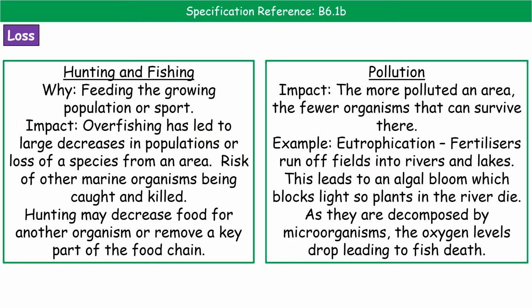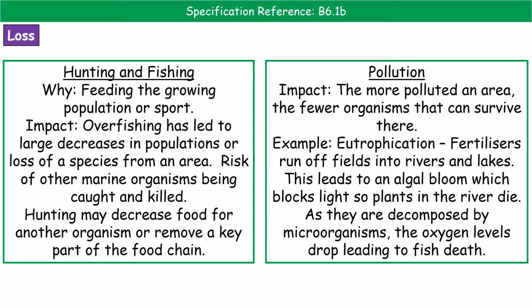Third one is hunting and fishing. Again, it comes back to feeding our ever-growing population of humans, but also sport. Some people just like killing things. The impact, if we overfish an area, we can lead to actually losing a species completely from that area, or at least severely reducing their population. In addition to that, because we tend to use these massive nets that are just dragged behind our fishing boats, it's not just the one species of fish we were aiming at that gets caught in those nets. Any other marine organisms in the area can get caught in them too. Hunting: the big problem there is that we're going to affect food chains. You could remove a key organism from a food chain and therefore impact on others.